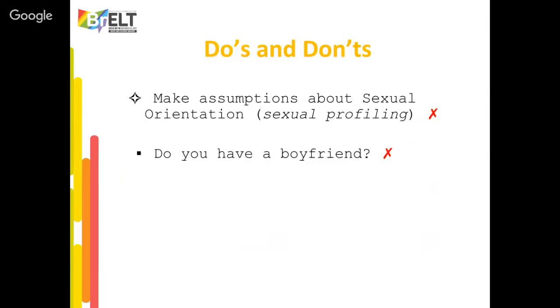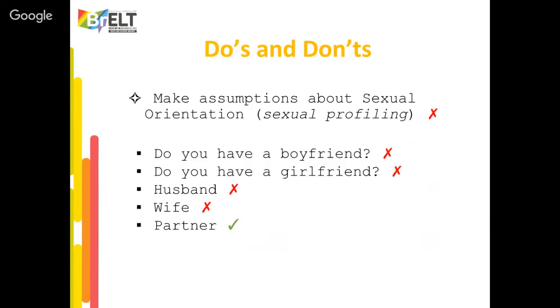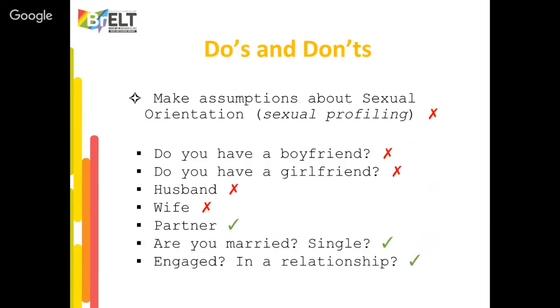So instead of asking, do you have a boyfriend? Do you have a girlfriend? Or do you have a husband or wife? Why not asking, do you have a partner? Or are you married? A more general question, right? Which is easier to do. So are you married? Are you single? Or are you engaged? Are you in a relationship? These are simple ways we can get used to, so we include more people in our speech, and then we don't expect anyone to give any type of answer. They're going to talk about what they want to talk about, okay?